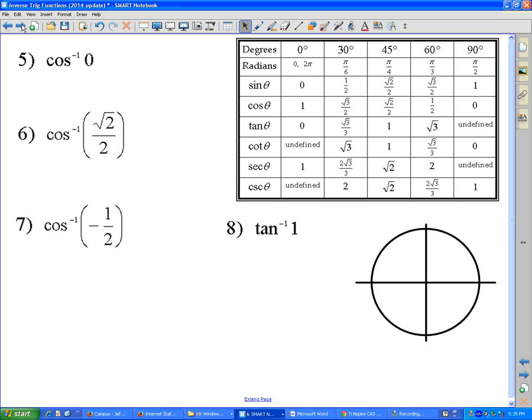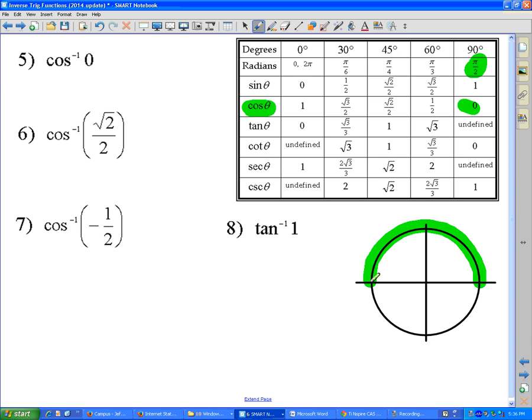Inverse cosine of 0. Here's cosine on our table here, and here's the ratio of 0, and it looks like it's going to come from pi over 2 reference angles. Inverse cosine, remember, has different boundaries. It goes from 0 to pi for the answers, or 0 to 180 degrees. I'm mostly going with radians because that's what you're going to see more often moving forward with upper level mathematics.